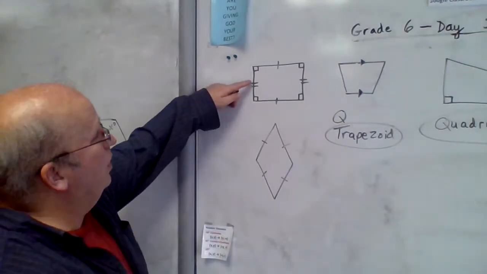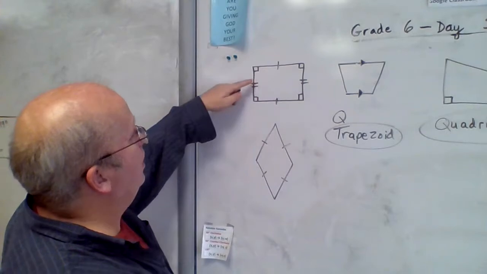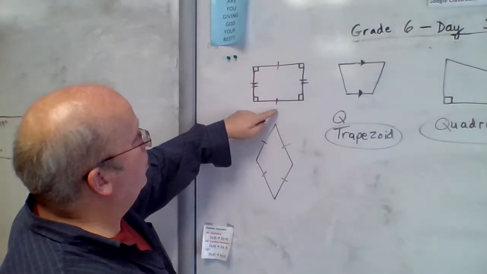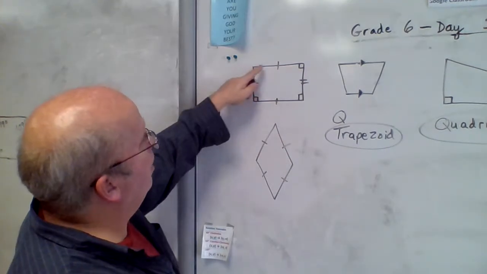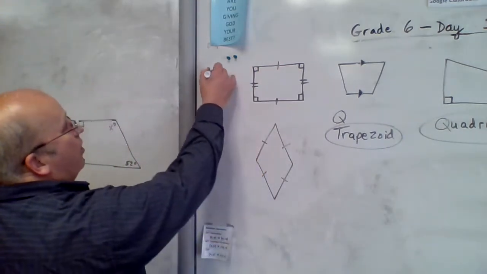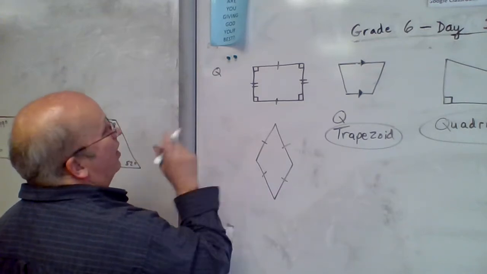How about this next one right here? The two lines here and the two lines here indicate that they're equal in length. The 1 and the 1 tick mark indicate that this is equal in length to this one. We've got four right angles. I could call this a trapezoid. I'm sorry, a quadrilateral. I'm not going to call it a trapezoid.